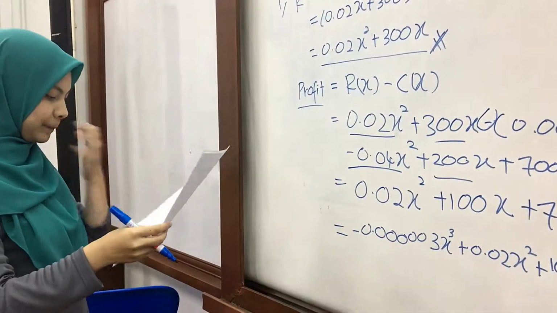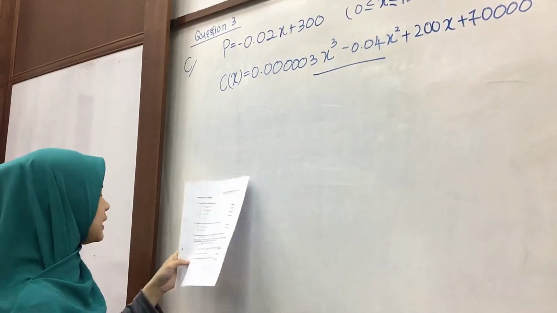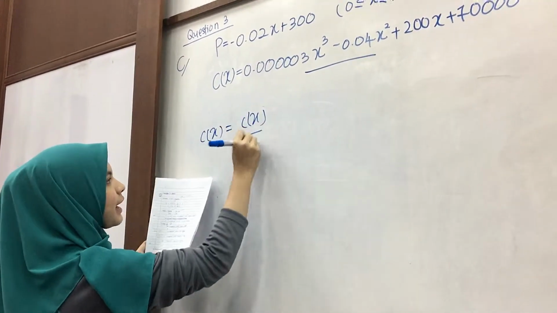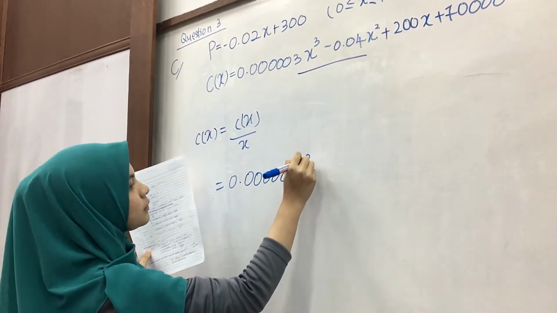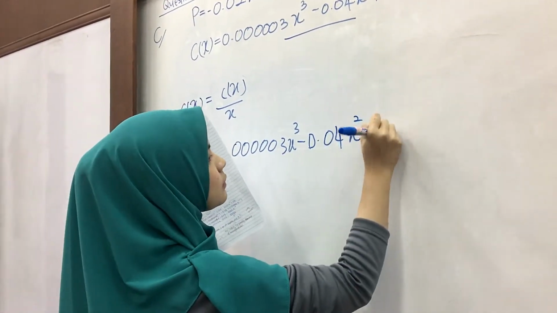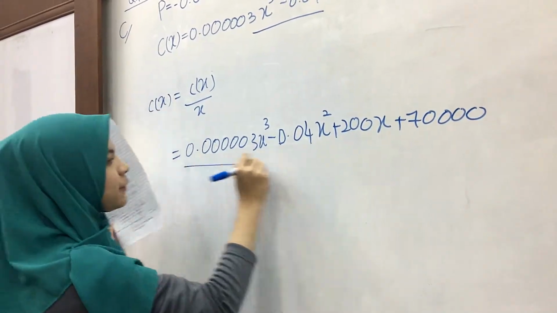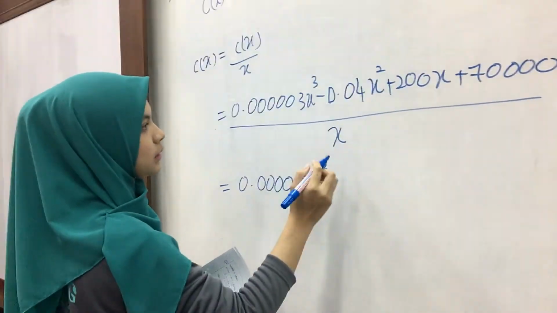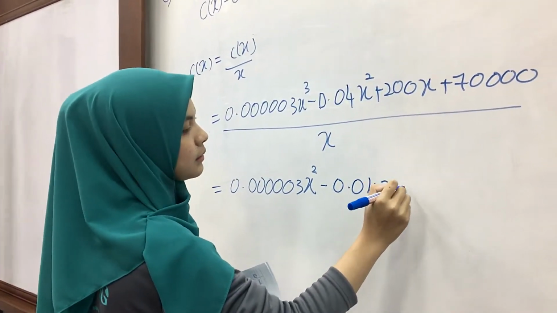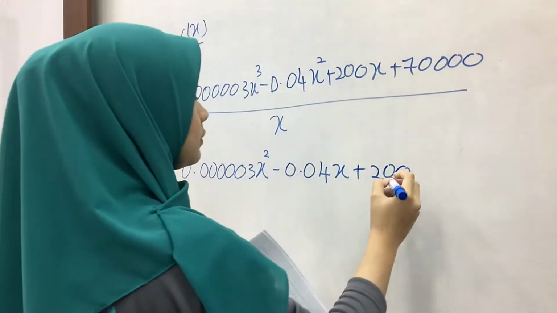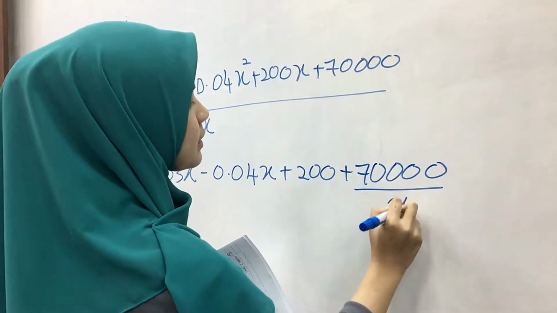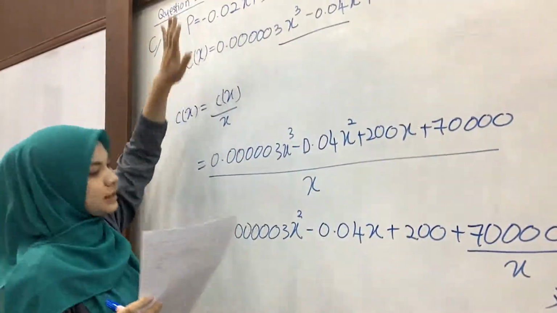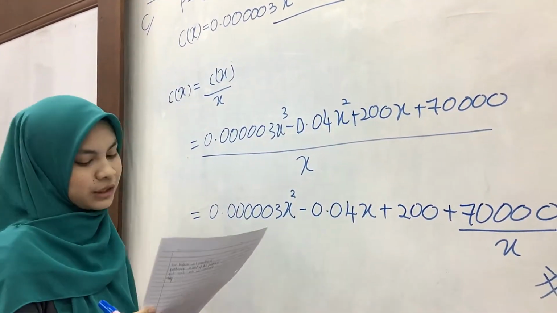Average of the function from the cost, so we divide by x. Cost divided by x. So divide by x. Find the marginal cost. Marginal cost is from average cost and the cost derivative.